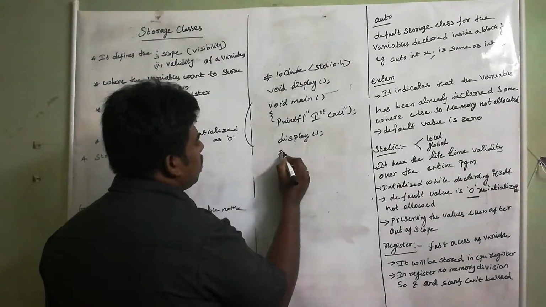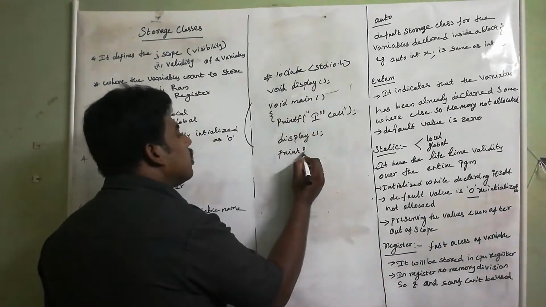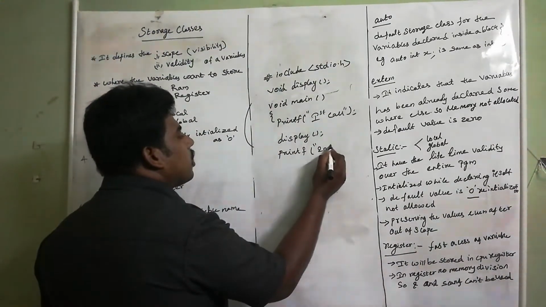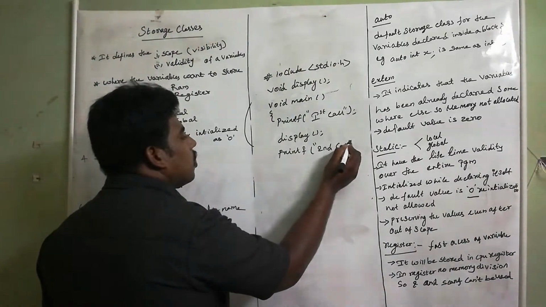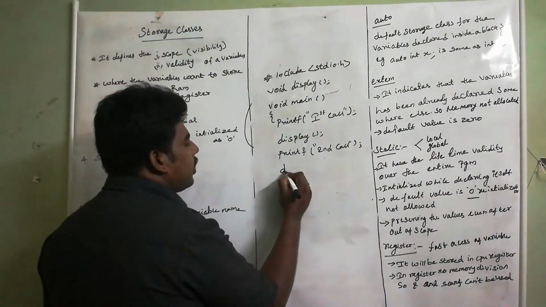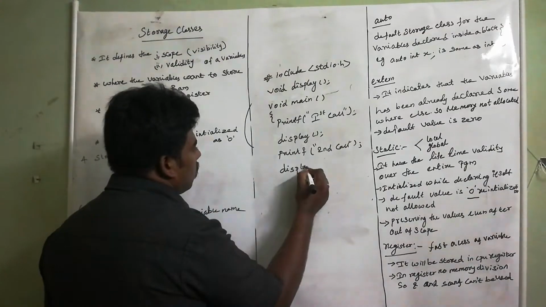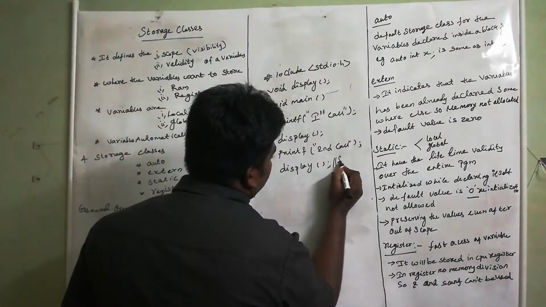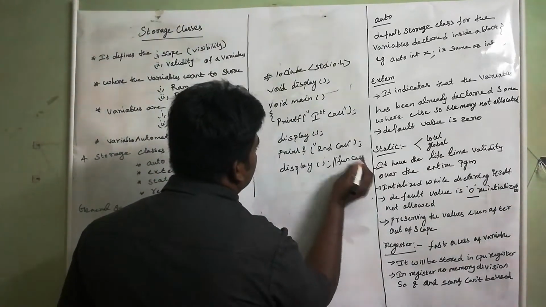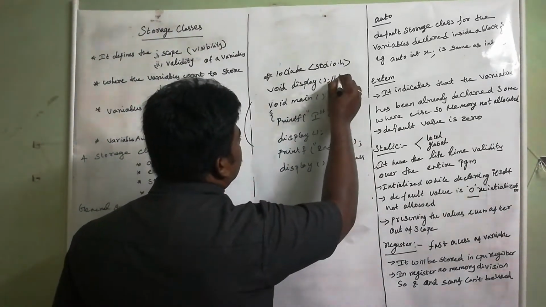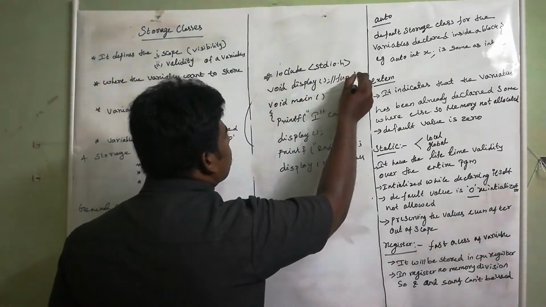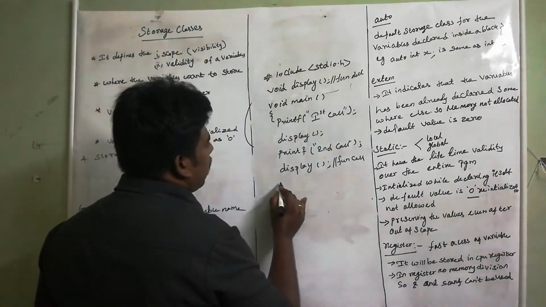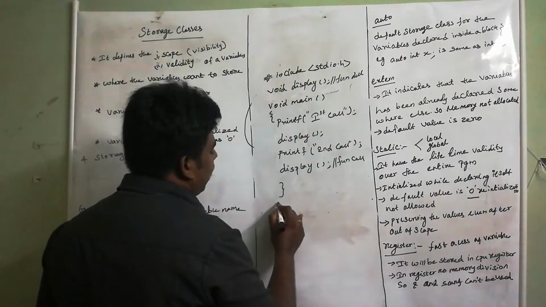Then printf second call. Okay, again I am calling the function display. So this is the function call, this is the function declaration, and now I am going to write the function definition.